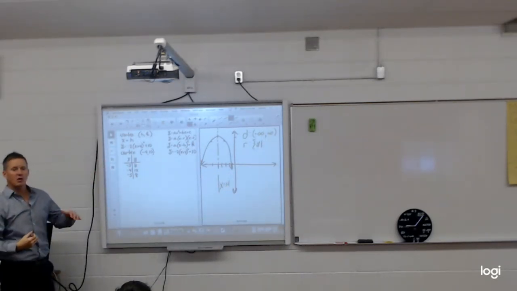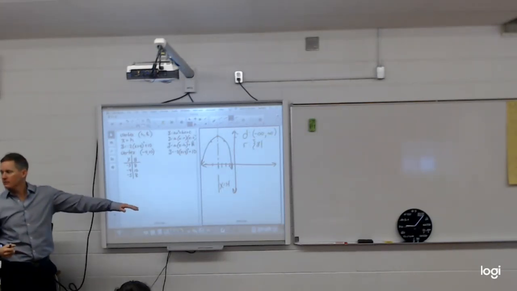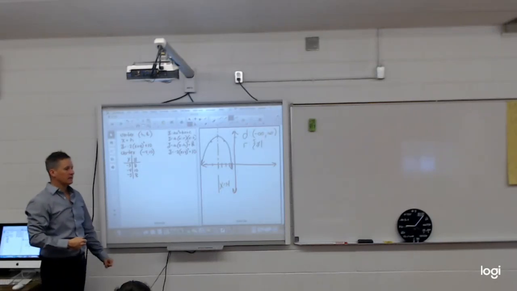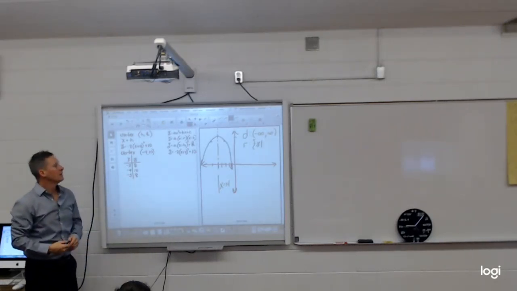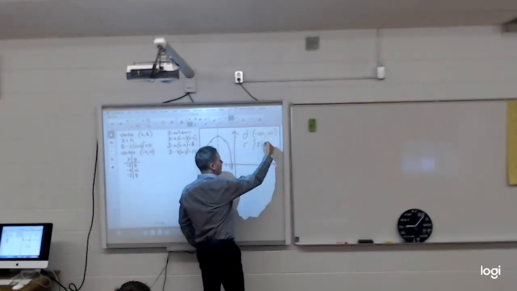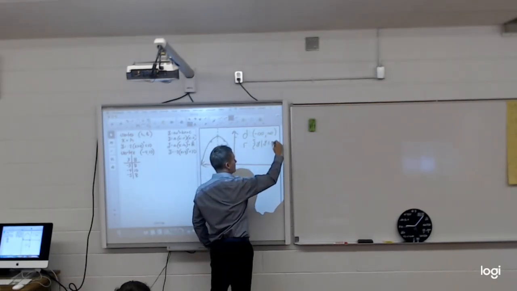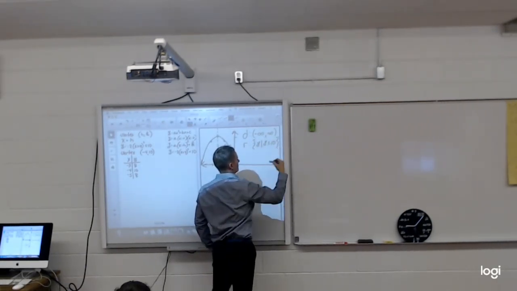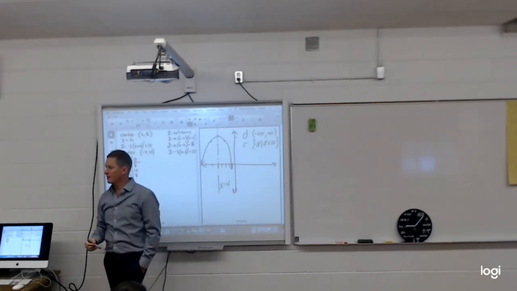Okay, so what's the lowest it goes? Negative infinity. The highest it goes? +10. Or y is less than or equal to 10. Okay? Yeah.